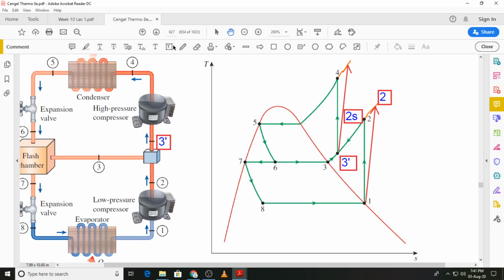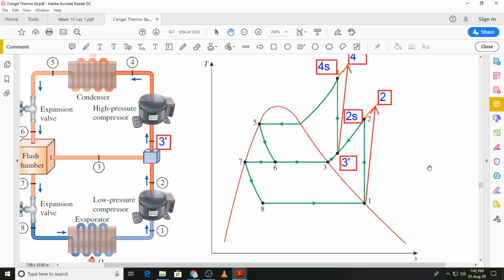And this time again the states will be states 4s. State 4s will be now over at this point, and then we will add state 4, which is the actual state, that will be over here. So this is now a representation of the same process, but this time on the TS diagram.